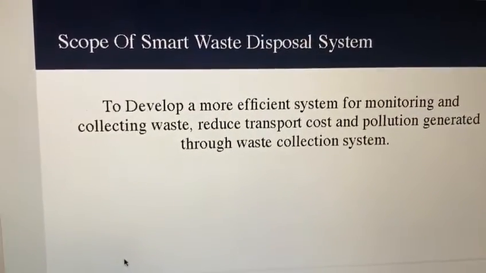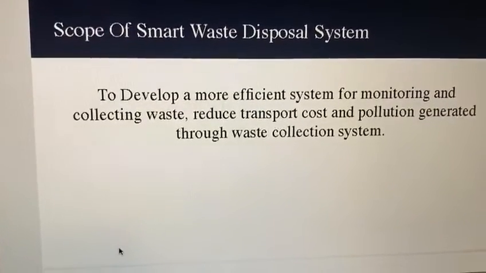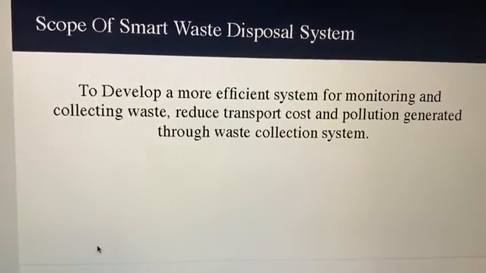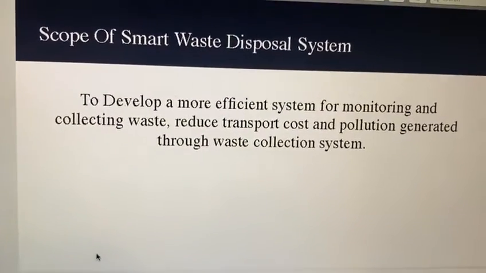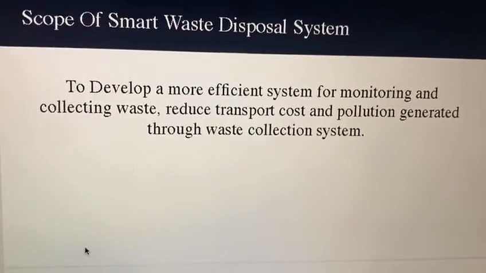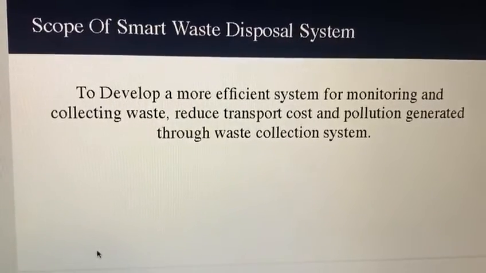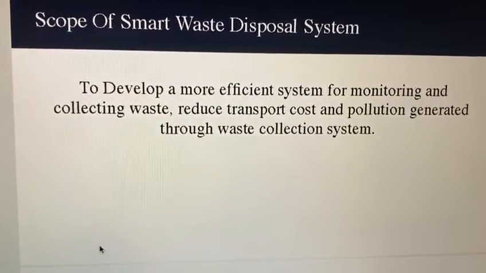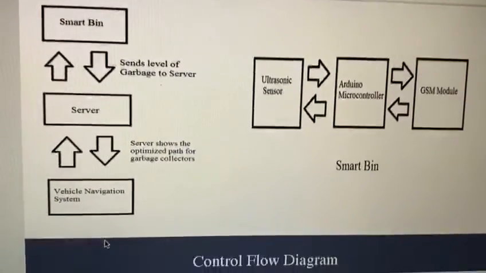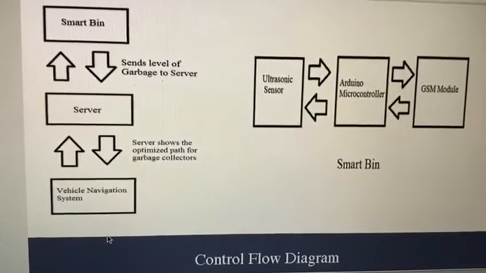So the system consists of the major components, which are the smart bin, the local base station, the monitoring hub, which you can call a desktop application, and the vehicle system, which is a mobile application used for the garbage collection. Here is the control flow diagram, which gives a clear overview of all these components and their connections.